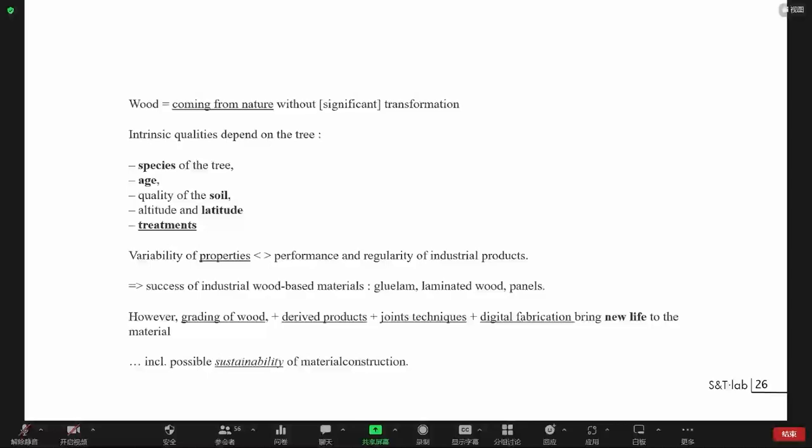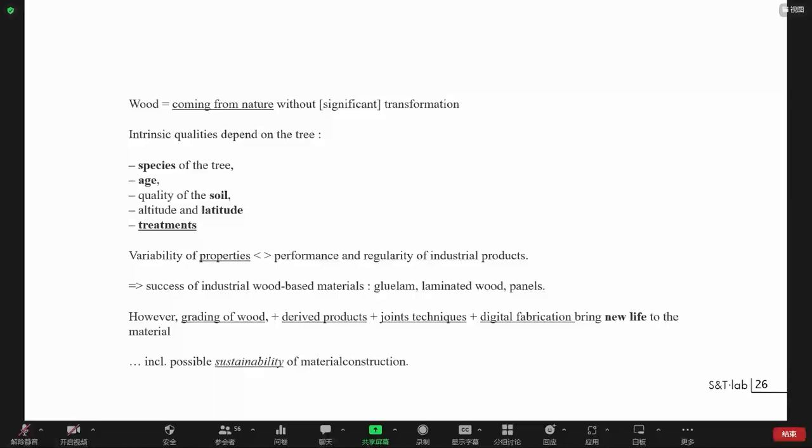Since this is a natural material, you have a high variability of properties. That is in contrast with most of the industrial products we have. And this is why for a long time, this material has been disregarded by engineers and architects in industrial times, but also with specific strategies with, for instance, wood-based materials such as glulam, laminated wood, and panels, a new kind of architecture based on wood-based material but produced by industry has been reinvented.